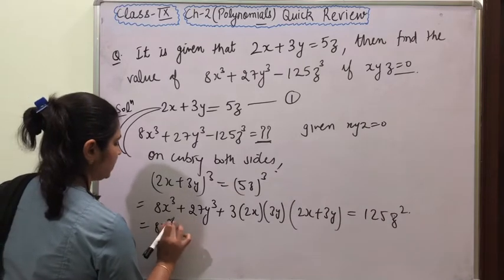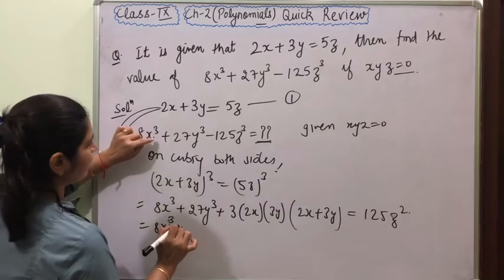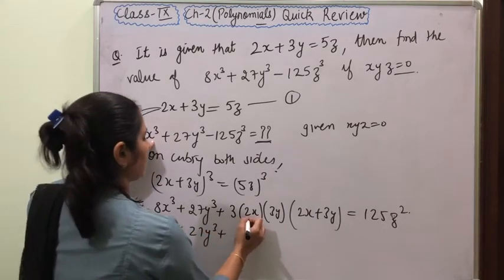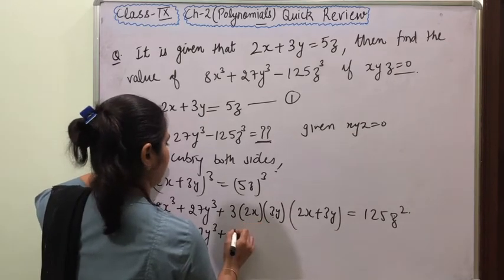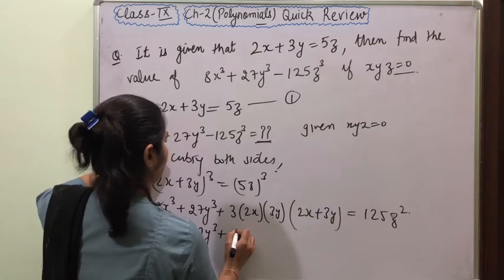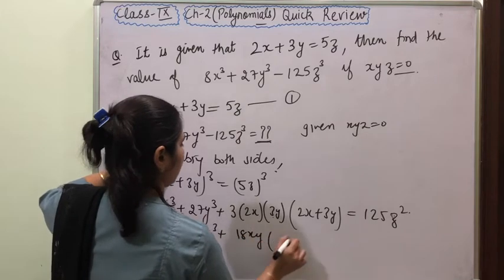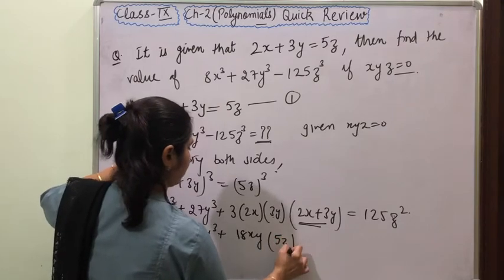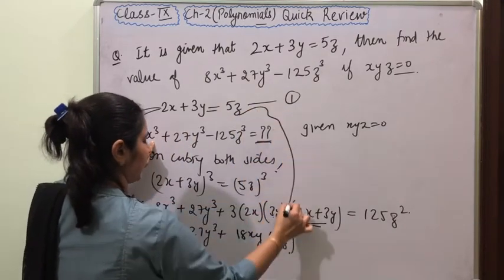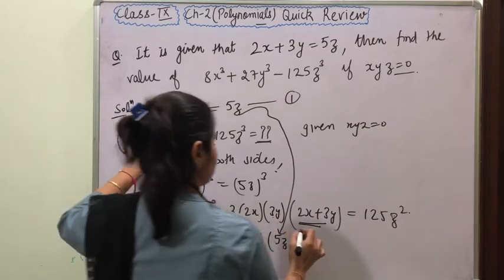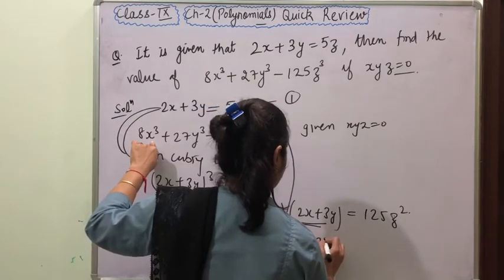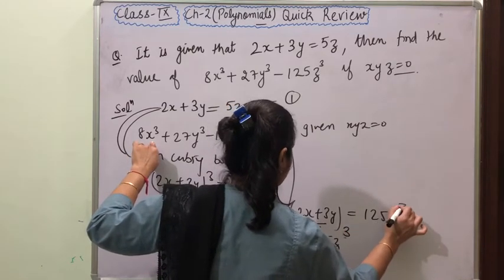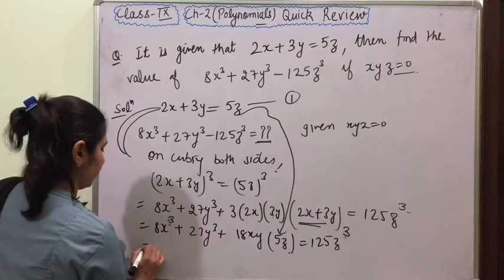8x cube as it is, this was the requirement of the question. 27y cube was required. 3 twos are 6, 6 threes are 18, so 18xy into the value of 2x plus 3y, which is equal to 5z. In place of 2x plus 3y I am writing 5z, which is equal to 125z cube. This is cube. I wrote square by mistake here, it is cube.